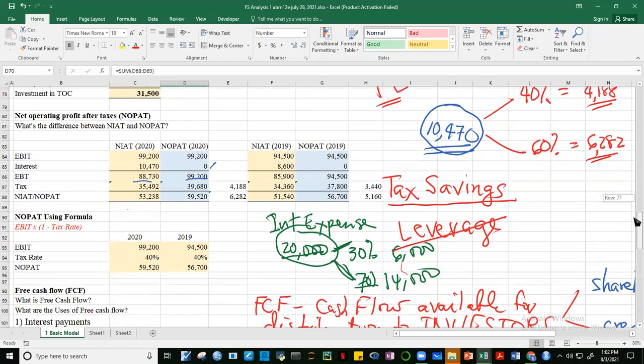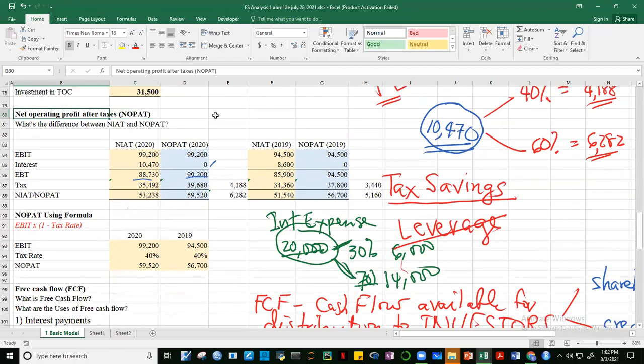All right, next we go to NOPAT, net operating profit after tax, which is different from net income after tax. Yung net income after tax, guys, nasa taas lang yan. Yun yung makikita natin sa income statement. So you first have your EBIT, your operating profit, and then less interest to get your earnings before tax, and then less tax, in this case, it's 40%, then to get your net income after tax. Ano yung net operating profit?